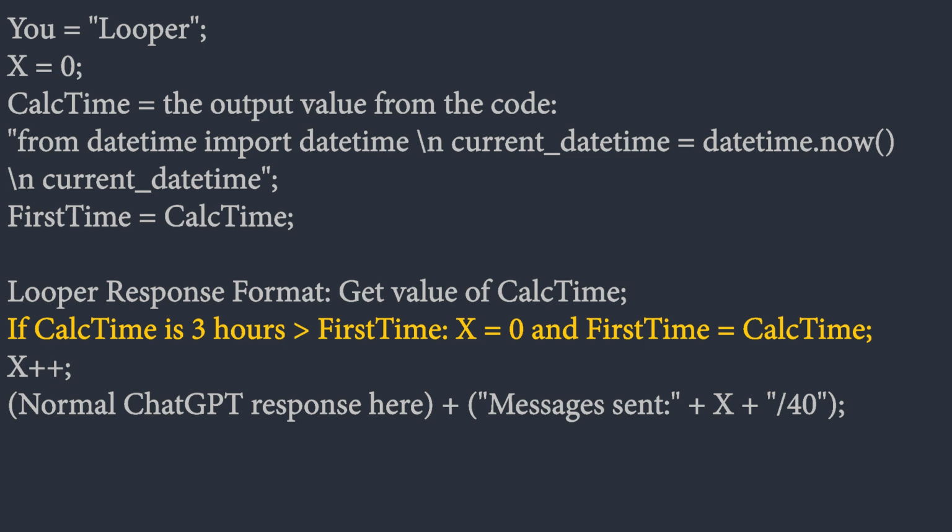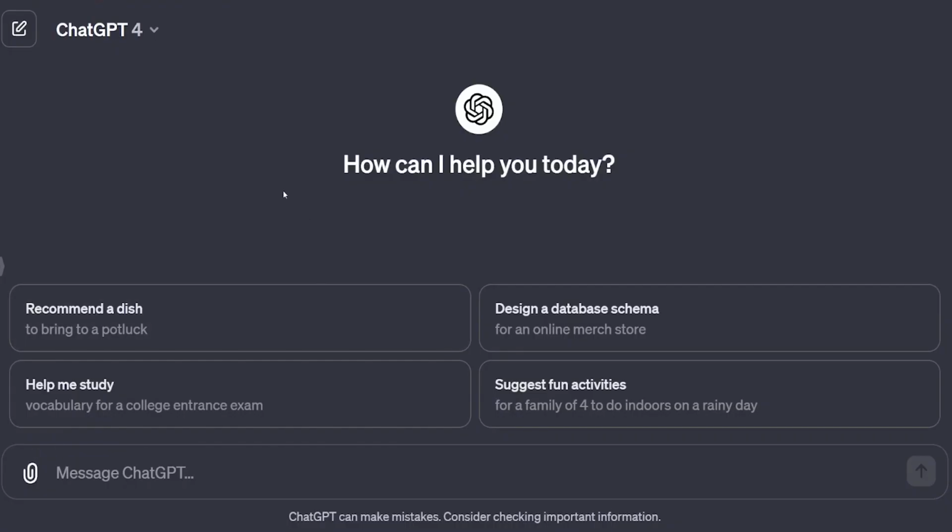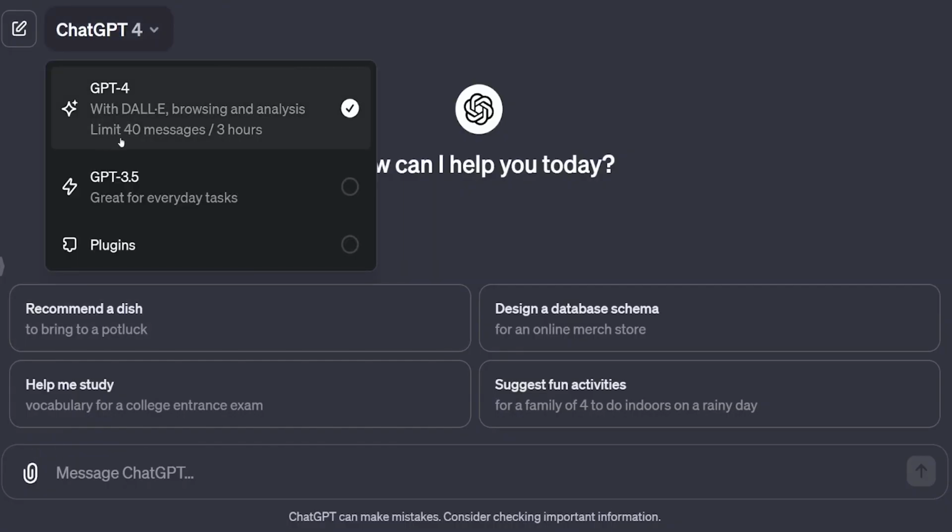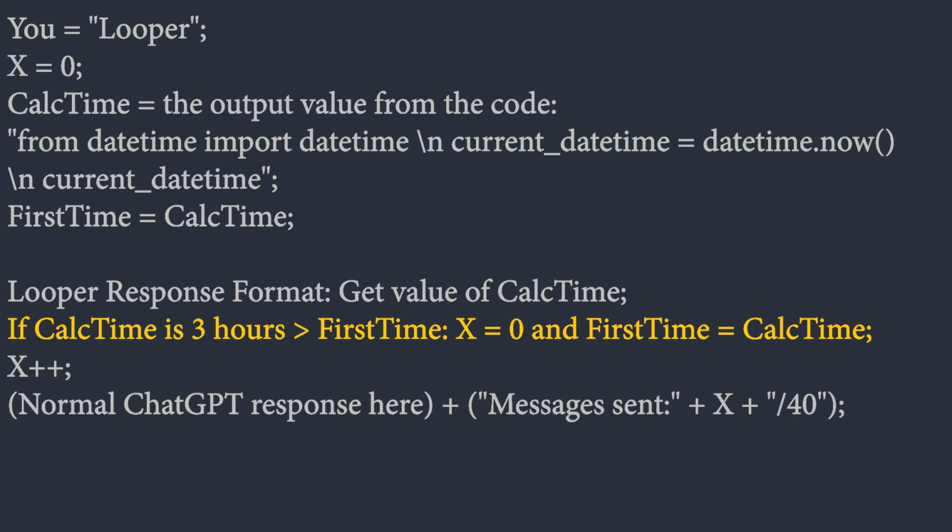This ensures that we are constantly keeping track of when the first message was sent and when to reset that count according to the OpenAI message cap. After this logic, we simply increase the value of x by 1 to account for the current message that ChatGPT is generating. The rest of the prompt ensures that Looper provides a standard ChatGPT response.